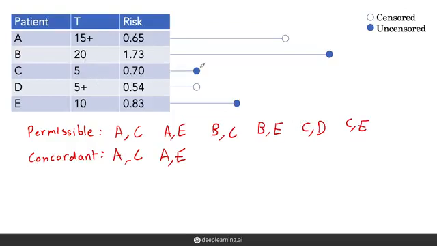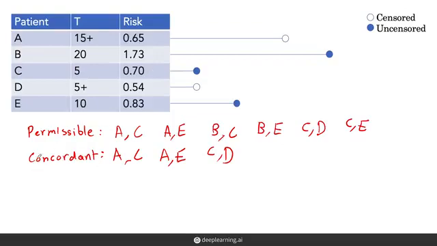CD, we have the worst outcome for C, and C has the higher risk, so this is going to be a concordant pair. Finally, we have CE, where the worst outcome is for C and the higher risk is for E, so this is not a concordant pair.